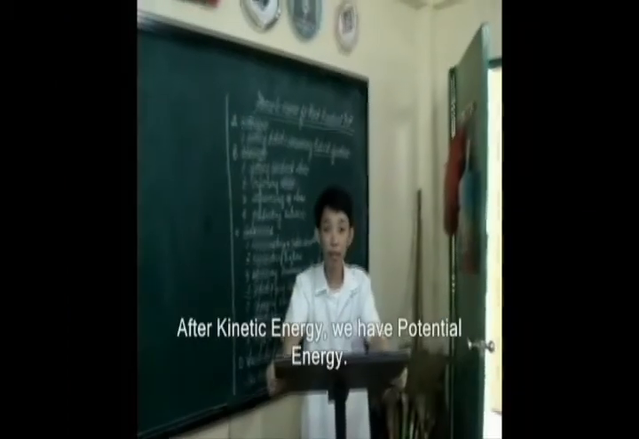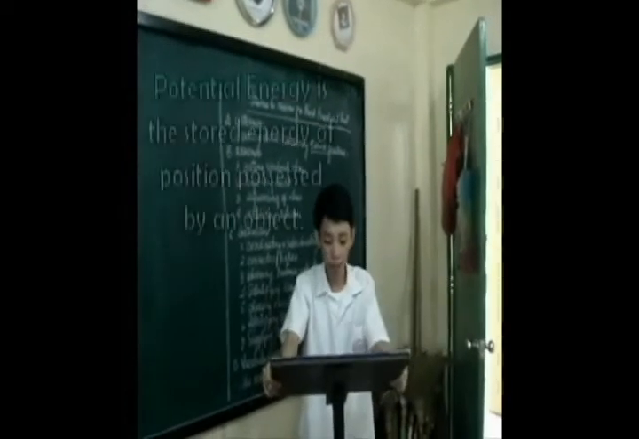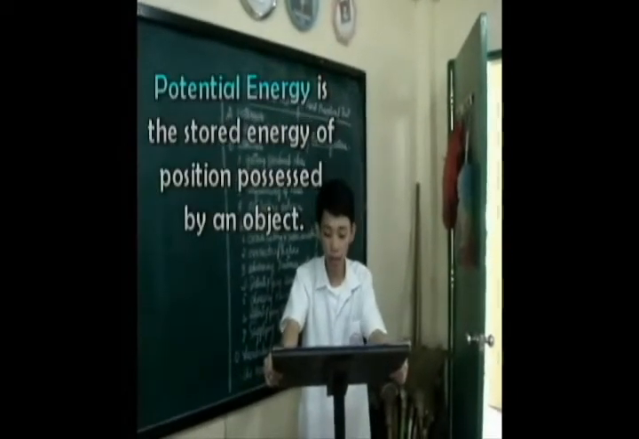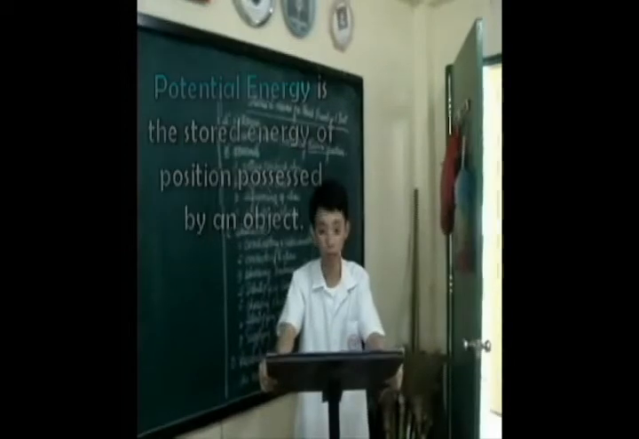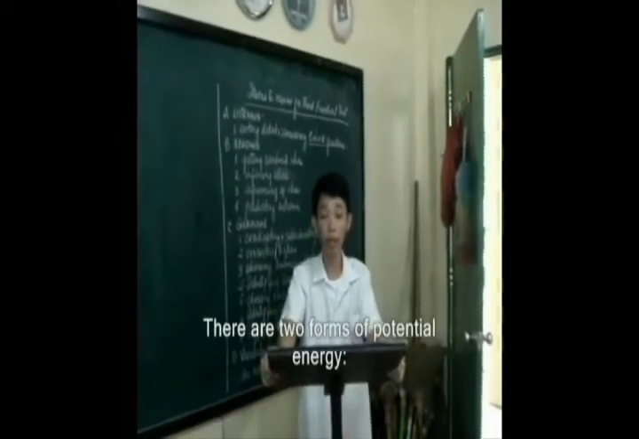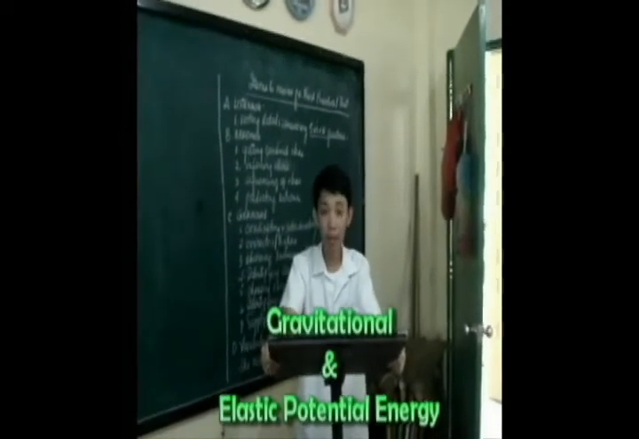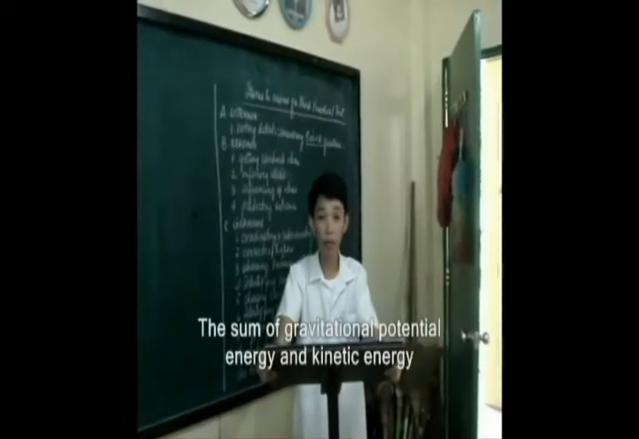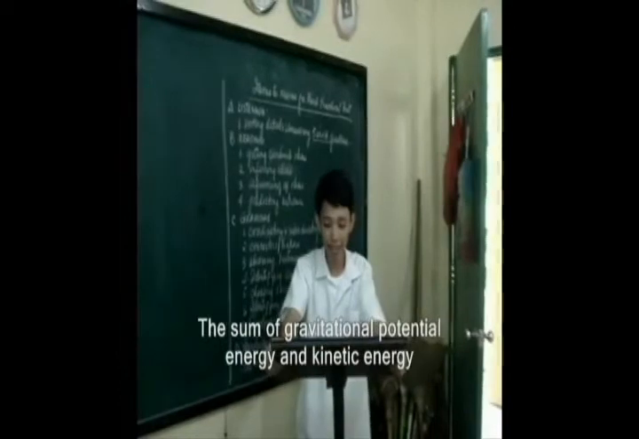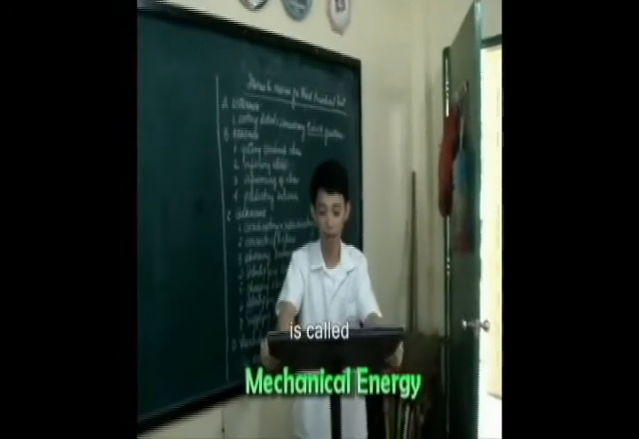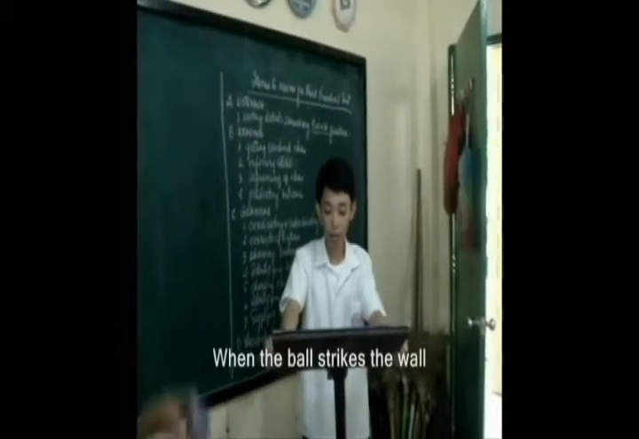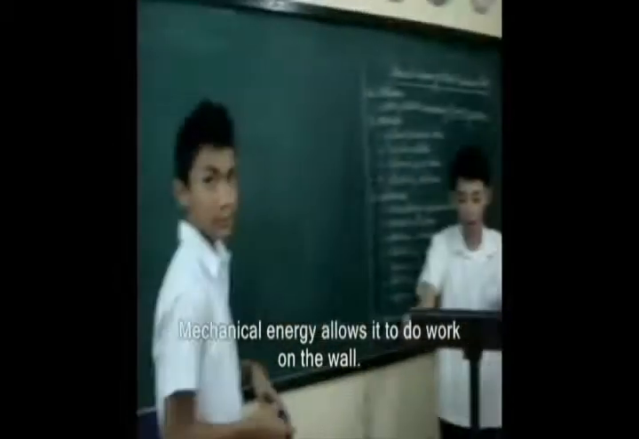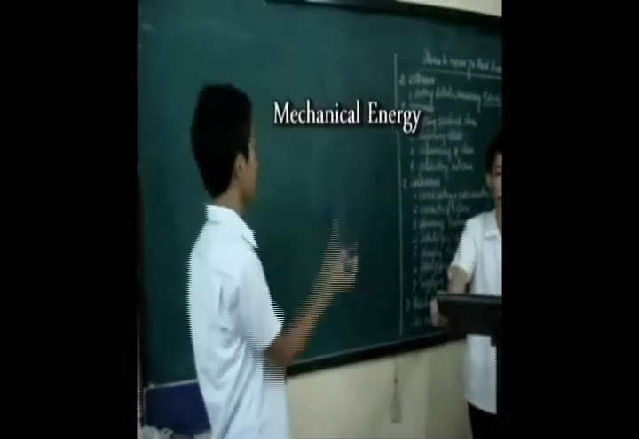After kinetic energy, we have potential energy. Potential energy is the stored energy of position possessed by an object. There are two forms of potential energy: the gravitational and elastic potential energy. The sum of gravitational potential energy and kinetic energy is called mechanical energy. When the ball strikes the wall, its mechanical energy allows it to do work on the wall.